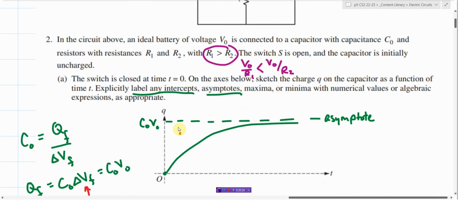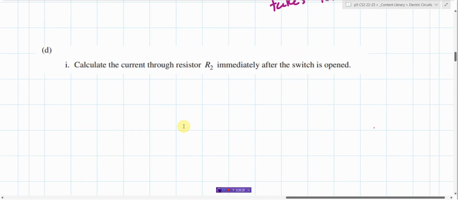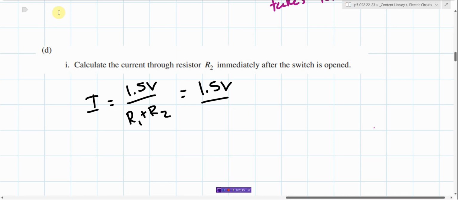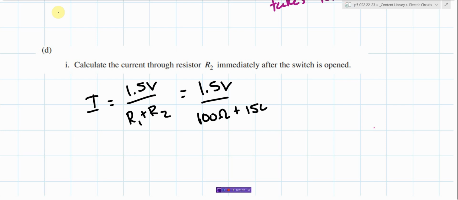So the current through the R2 resistor is the current through the whole thing. And it is 1.5 volts over the total resistance, which we have numbers for, so I should put those in too. Shoot, what were they? I have them over here. I'll just write them down. It was 100 and 150. You pop that in a calculator and you get 0.006 amps. Or if you want, that's 6 milliamps. They have both on the thing, so they're both valid.